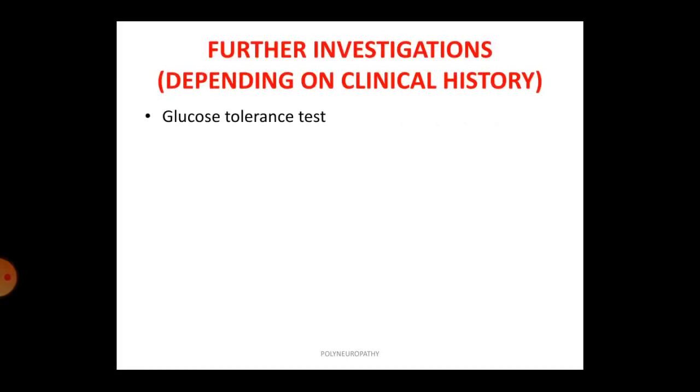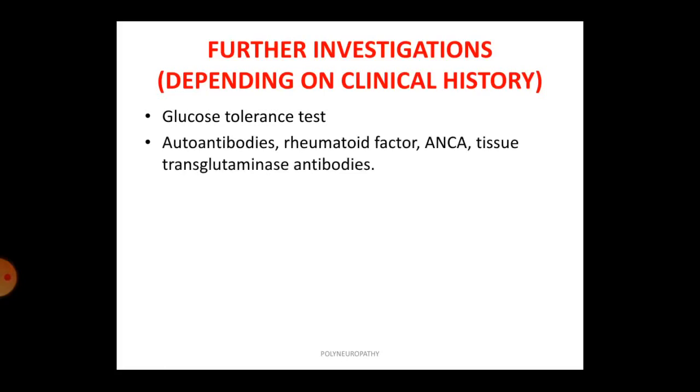So that is glucose tolerance test, that is nothing but the body's response to glucose. If the patient has type 2 diabetes, this glucose tolerance test will be helpful. Then the presence of antibodies like autoantibodies, rheumatoid factor, ANCA. ANCA means anti-neutrophil cytoplasmic antibody. Then tissue transglutaminase antibodies.